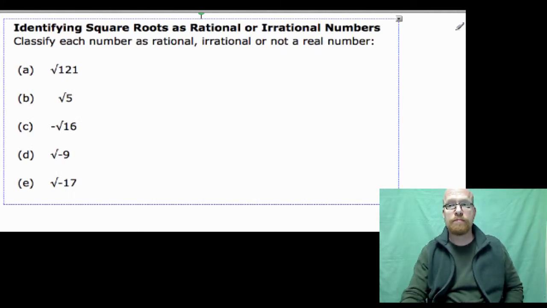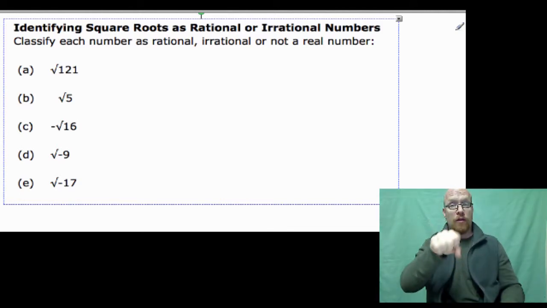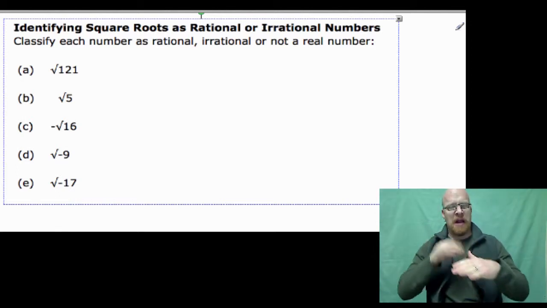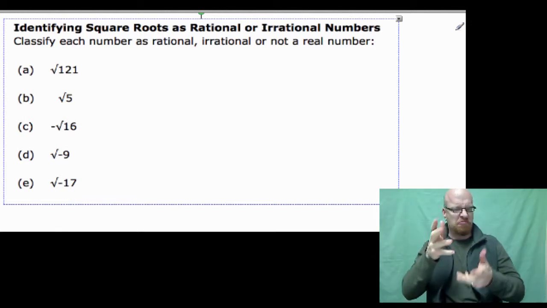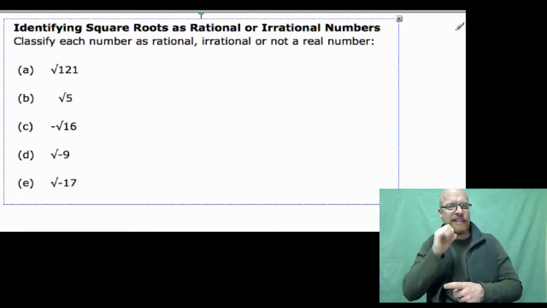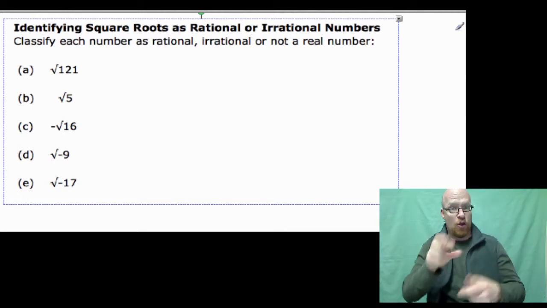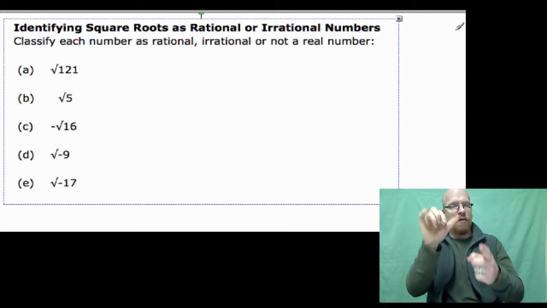Now, numbers with perfect squares are called rational numbers. The answer is a rational. You can write it as a fraction. There's no decimal. You know, it's rational. Now, square root of 121 is 11.